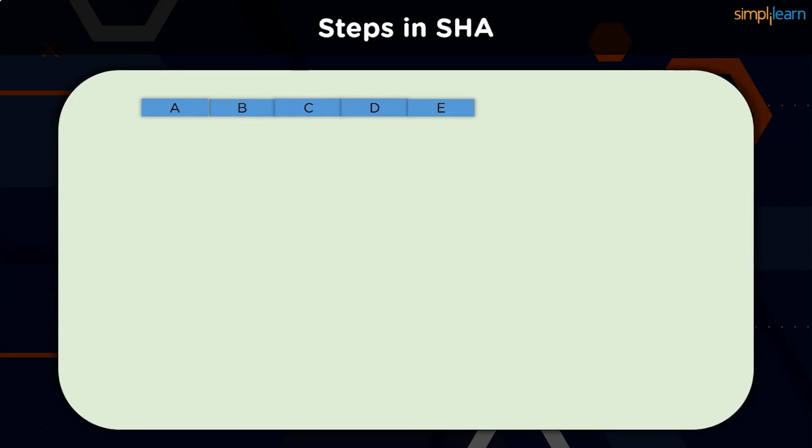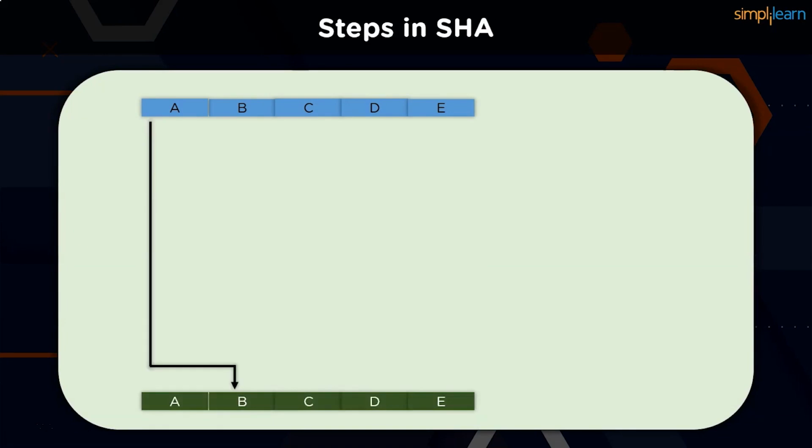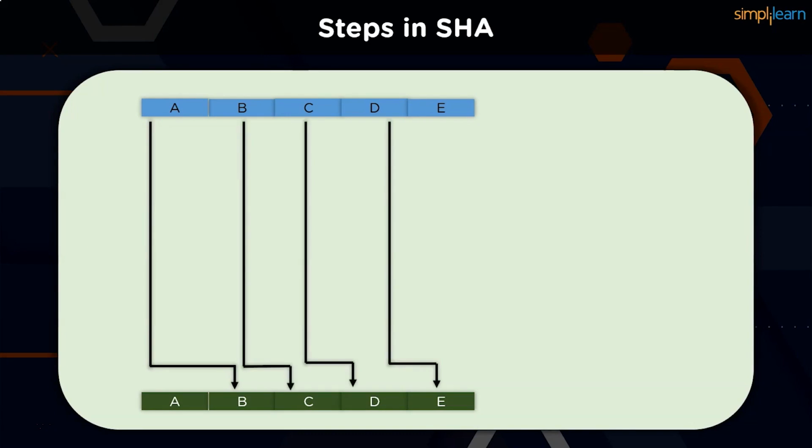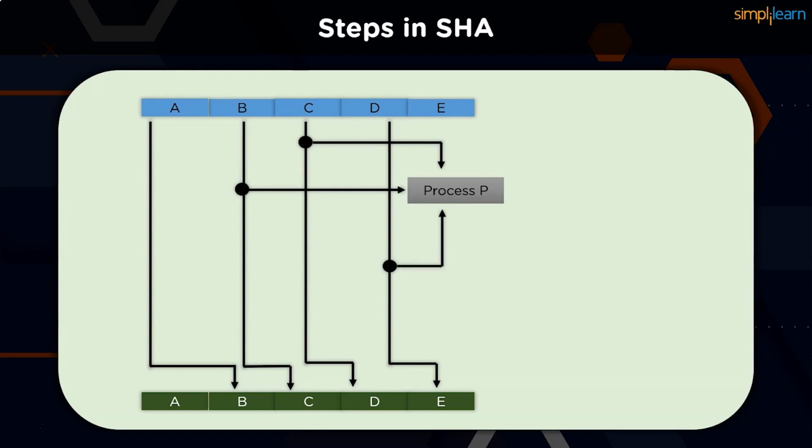We have our initial register using the 5 words of 32 bits each. In the first step, we put the values of A, B, C and D to the subsequent register as the output. Next, we use a non-linear process P that changes depending on the round and uses the values of B, C and D as input. Whatever output is generated from the non-linear process, it is added with the value of the E register.